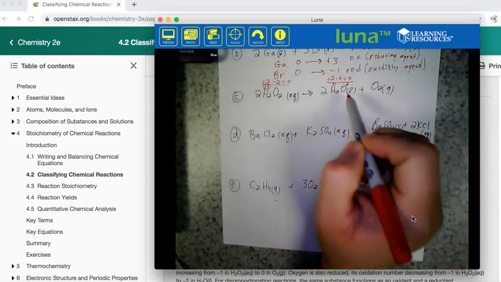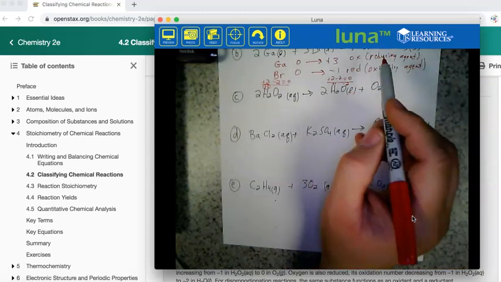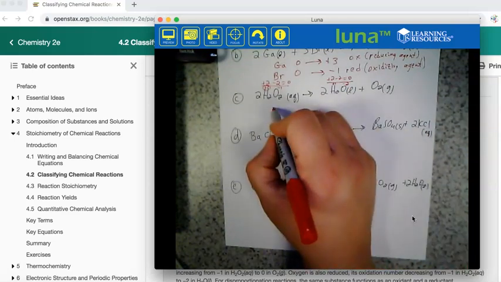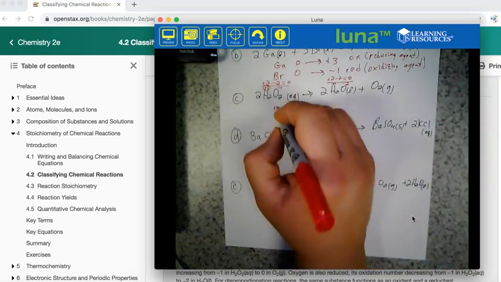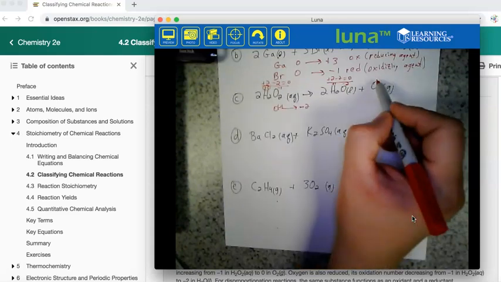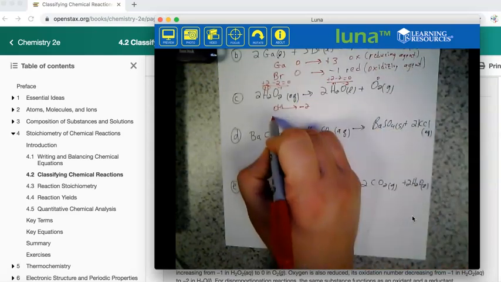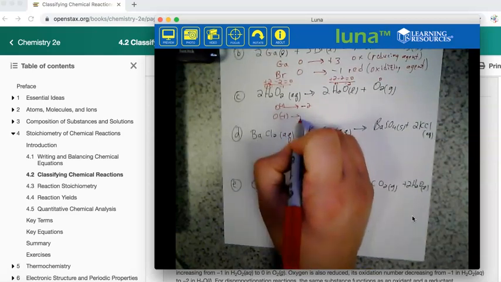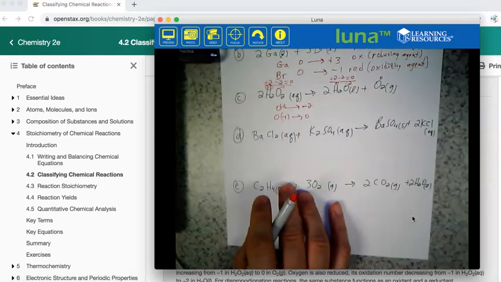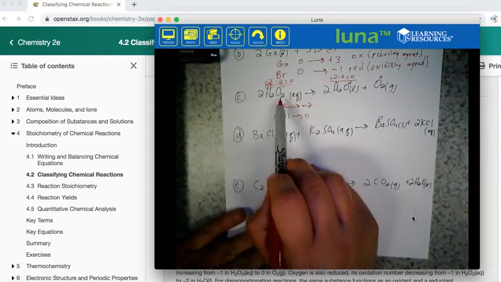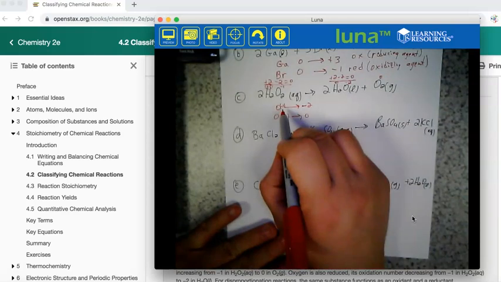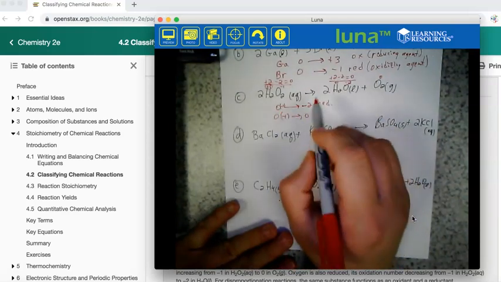Oxygen here went from -1 to -2, so it did change. And then this oxygen here went to 0. So you have another case where oxygen went from -1 to 0. And we have one element that is being both reduced here and oxidized here.